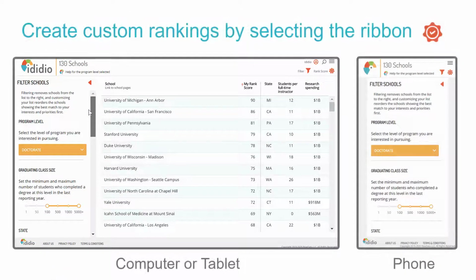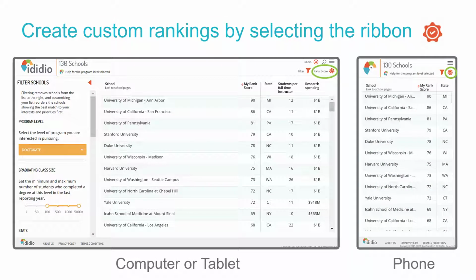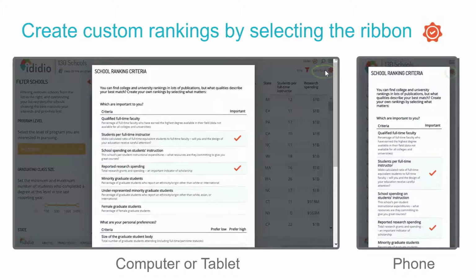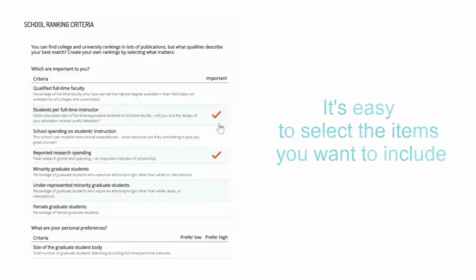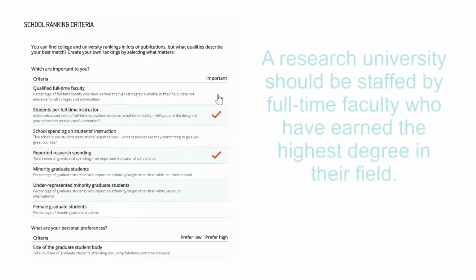Once you've made any filtering selections that will change the list of universities provided, you may want to see more information about those universities or change their order to help you investigate them. You do this by selecting the ranking ribbon icon in the top right corner. The checks indicate our default choices, and it's easy to change these selections. Here are the options in our first ranking section.